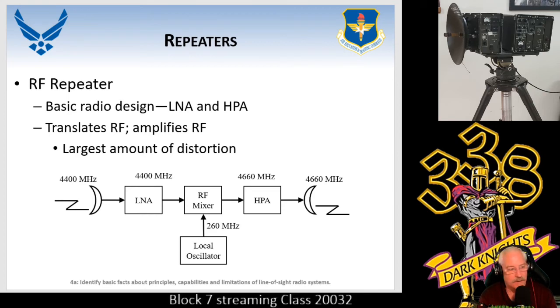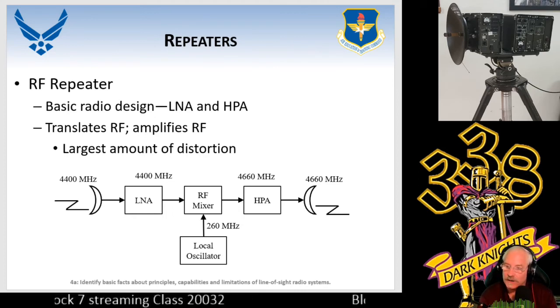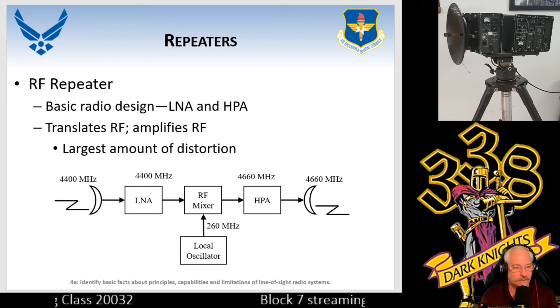So let's take a look at it. That's the first step. We get 440 coming in on our receive. We go through the mixer, and instead of 440 or 4400, we get 4660. So there is your frequency translation or conversion, and it's not going to interfere with that receive frequency and retransmit it out as a different frequency.